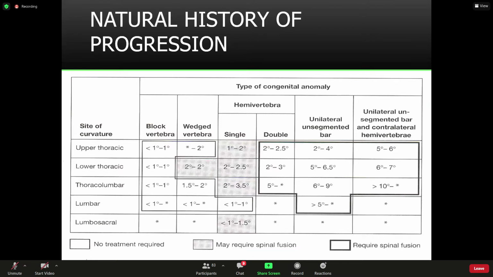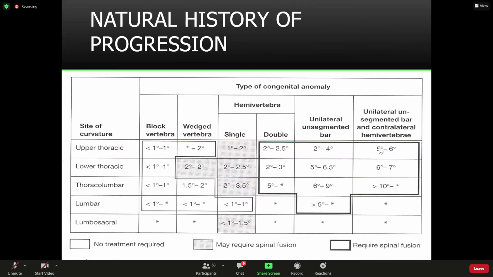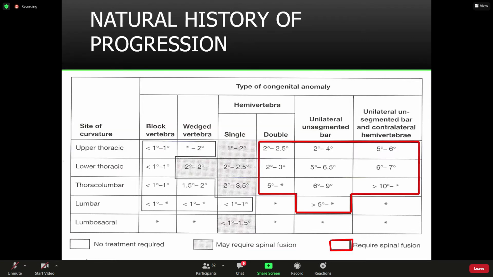So the double hemivertebra, the unilateral unsegmented bar, and the unilateral segmented bar with contralateral hemivertebra, these progress very rapidly and they require very early surgery. Whereas the single hemivertebra and some of the wedge vertebra may require spinal fusion at some stage, and the block vertebra usually don't require surgery at all. So that is congenital scoliosis. So the ones in red probably require surgery very early on.